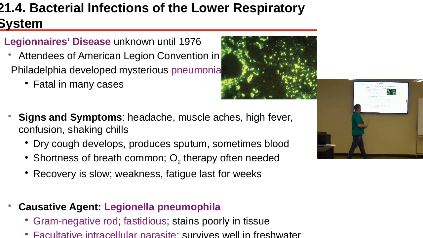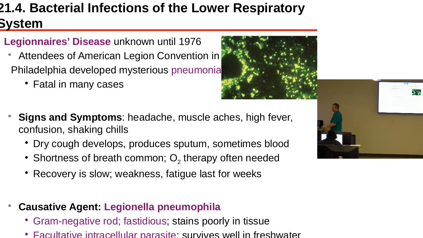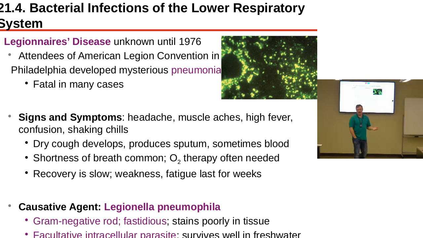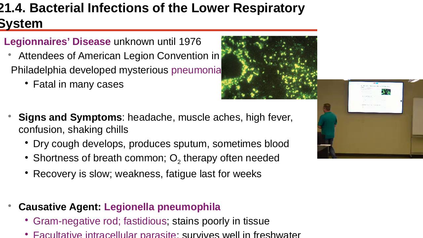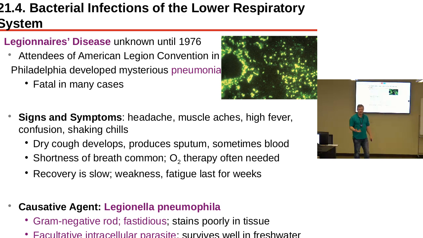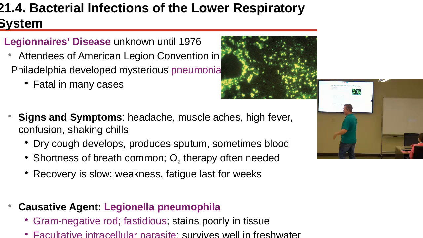Next one, Legionnaires' disease, unknown until 1976. It got its name from the American Legion. The American Legion is one of these groups formed of war veterans, and they have a national conference, just like many of these different organizations do. This year, in 1976, it happened to be in Philadelphia at a hotel. And American Legion members are a little older, right? Because they're veterans and whatnot. So they're going to be in their 40s, 50s, 60s, even older sometimes.